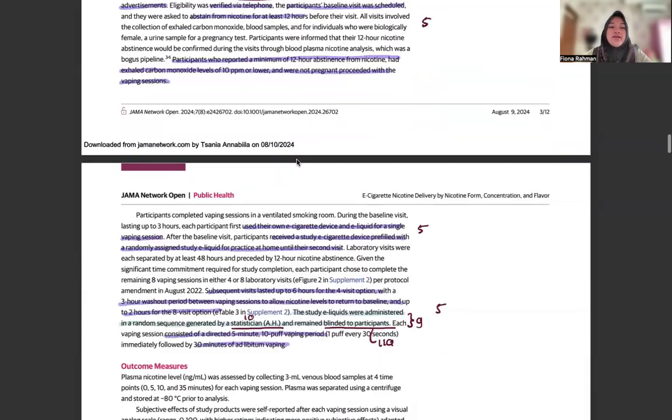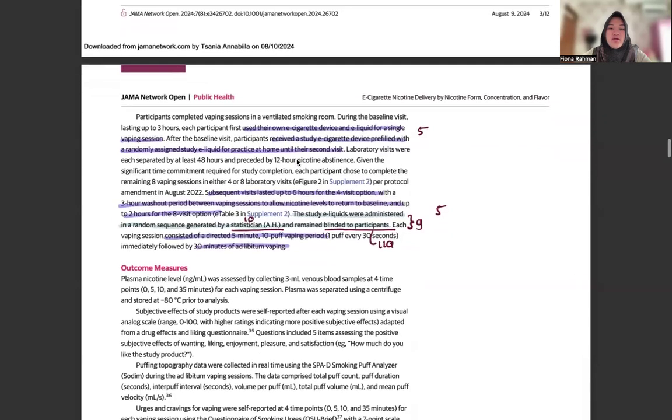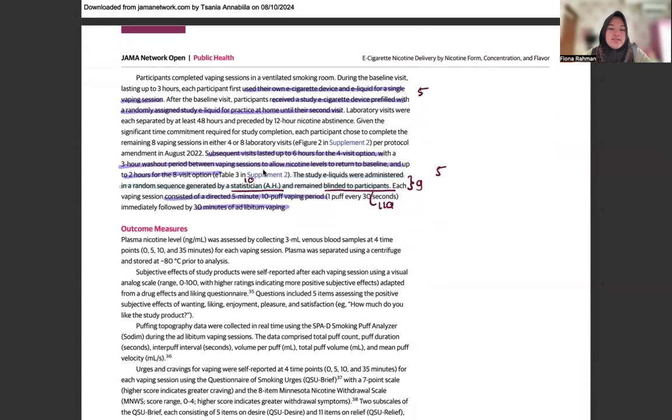In the second paragraph, in the procedure section, I also find information about the intervention for each group. And I also find a mechanism that was used to implement the random allocation sequence. The study e-liquids were administered in a random sequence generated by statistician AH and remained blinded to participants.